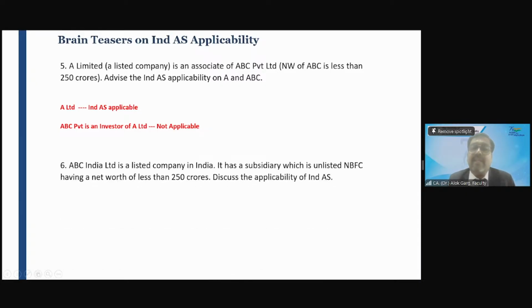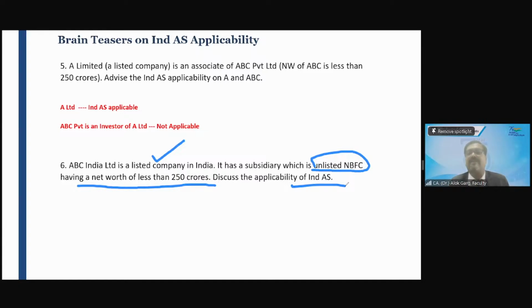Last brain teaser, ABC India Limited is a listed company in India. If it is a listed company, is Ind AS applicable or not applicable? Applicable. It has a subsidiary which is an unlisted NBFC. This is a listed company and there is a subsidiary which is an unlisted NBFC and the net worth of this subsidiary is also less than 250 crore. Discuss the applicability of Ind AS. Tell me, what will happen here?